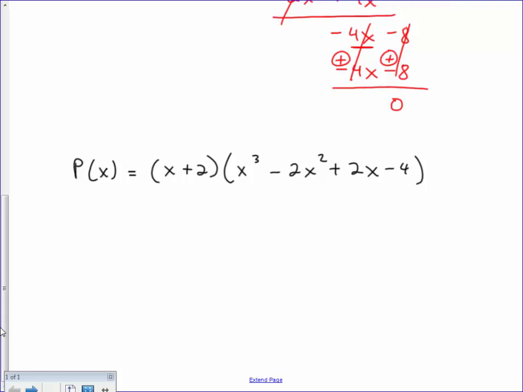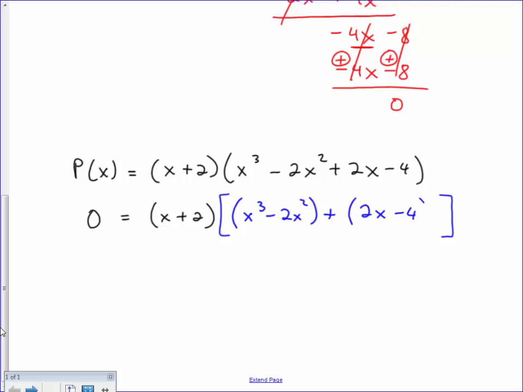Now, it asked me to find the remaining zeros. That means that I need to set p of x equal to 0, and then I need to try to factor. Well, the x plus 2 is already factored. The next piece is not factored, but we see that it fits a certain format of something I know that will factor. It has 4 terms, which means I'm going to do factor by grouping. I group the first 2 terms together. Always follow that group with a plus, and then group the second 2 terms together, making sure to keep the signs with the proper numbers.